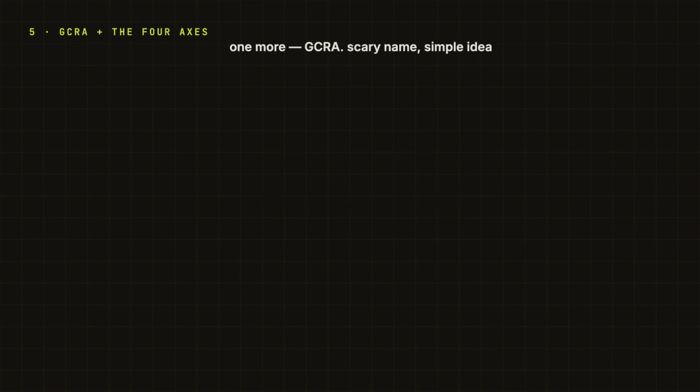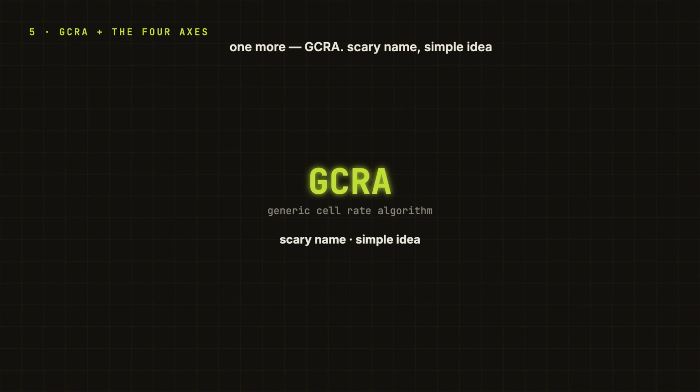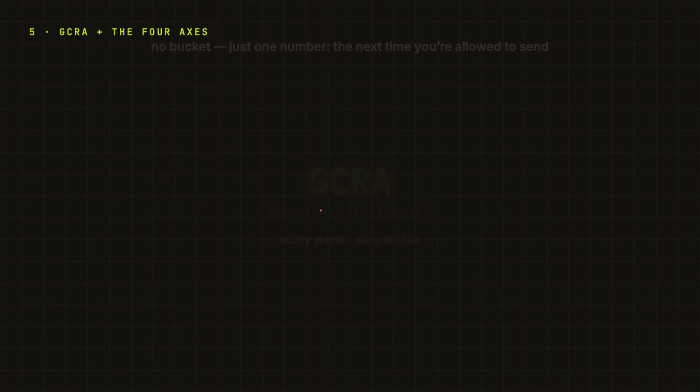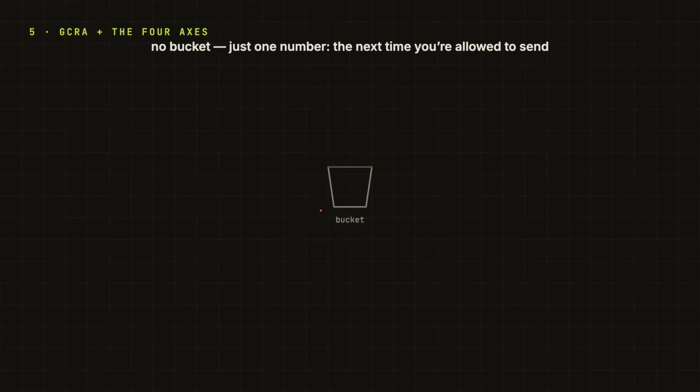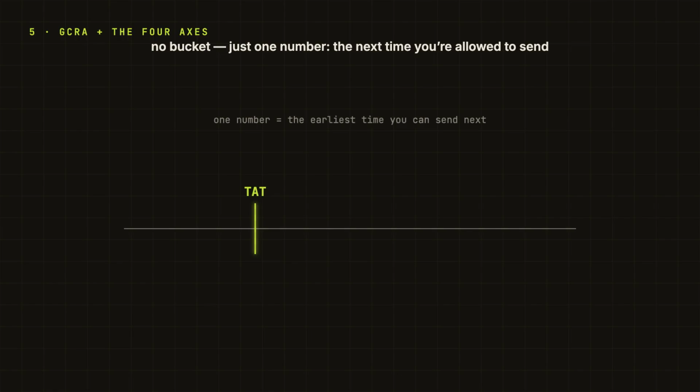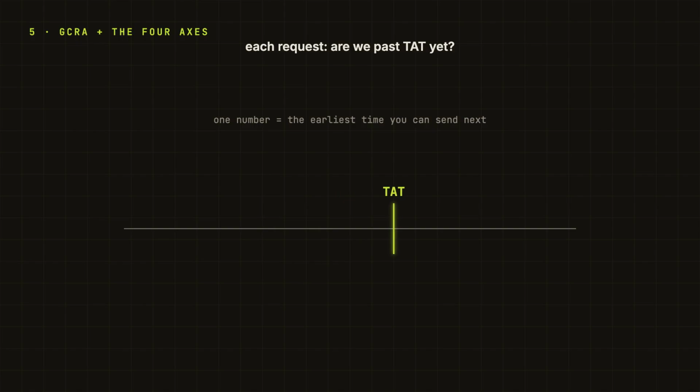There is one more worth knowing because the cleanest implementations use it. GCRA. Don't let the name scare you, it's actually a simple idea. Instead of storing a bucket and refilling it, you store a single number, basically the earliest time you are allowed to send next. They call it the theoretical arrival time. Every request just checks, are we past that time yet? If yes, allow it and push the time forward a notch. If no, reject. And you can even hand back exactly how long to wait.